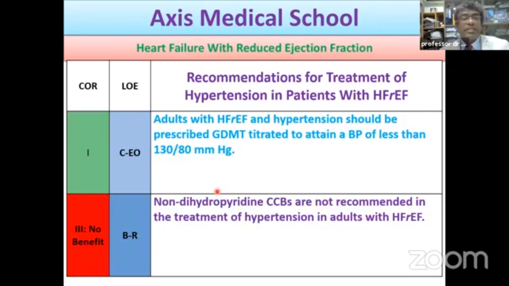And non-dihydropyridine calcium channel blockers are not recommended in the treatment of hypertension in adults with heart failure with reduced ejection fraction. That is, if a patient is suffering from ischemic heart disease with heart failure with reduced ejection fraction, in that case, non-dihydropyridine calcium channel blockers should not be given. These groups of drugs should be avoided.